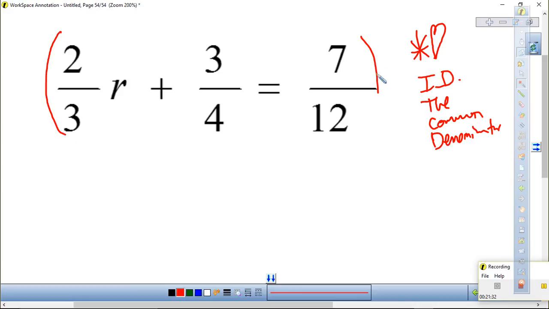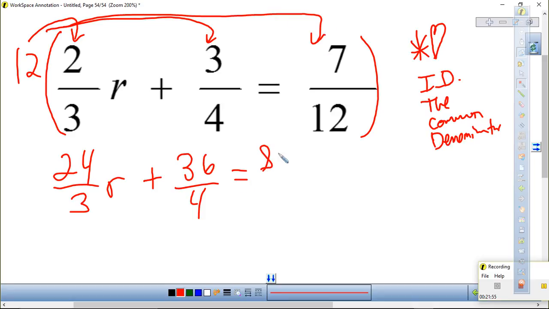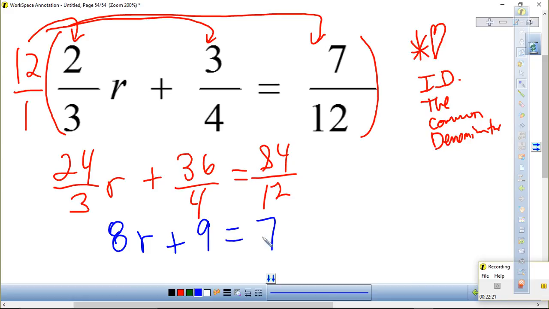12. I'm going to take 12 and multiply the entire equation. So, when I distribute the 12, this becomes 24 over 3r plus 36 over 4 equals 84 over 12. Now, what do you guys notice stayed the same? The denominators. Why? Because when we multiply times a whole number, we can write this over 1. That's why all the denominators stay the same. Now, why do we do that step? Because now we can simplify this. This becomes 8r plus 9 equals 7. Everybody see that? Okay, copy that, please, and then we'll finish it up together.